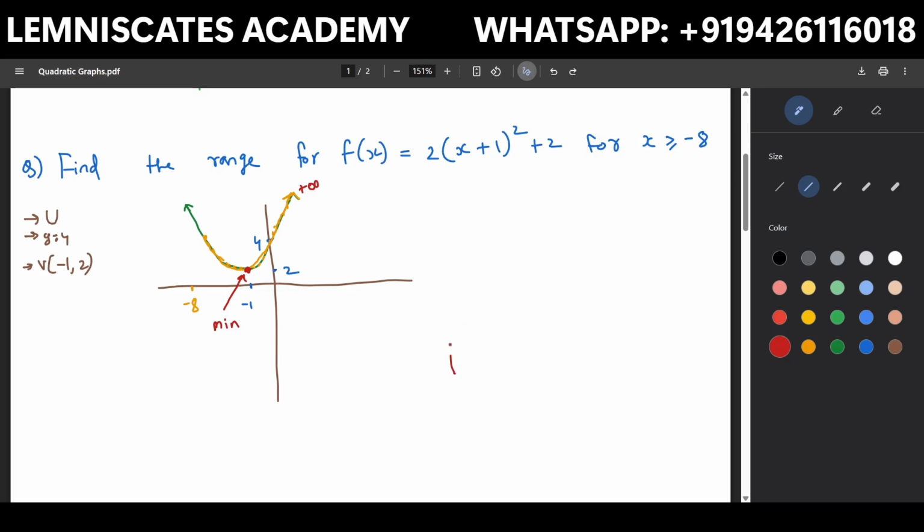So how will I write my answer? I'll say that f of x is going to be always greater than or equal to 2. And this becomes our final answer.